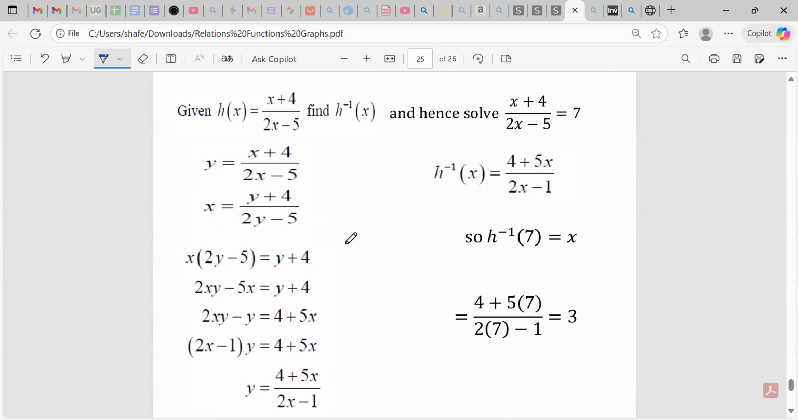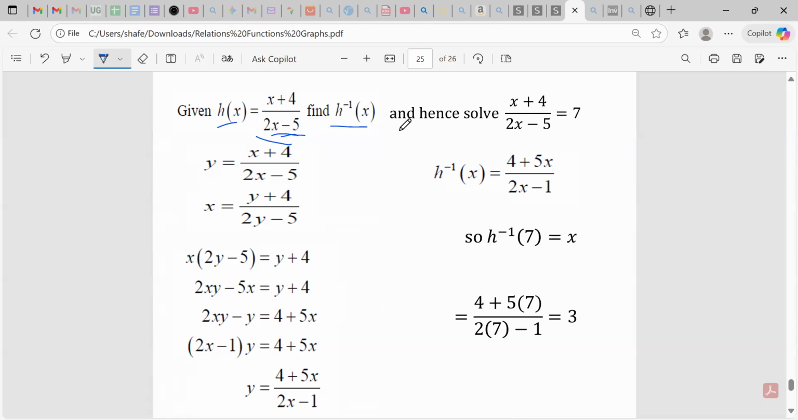Now this one is more of an application of inverses, right? So here we have a function h(x), right? And it's given by this function here. And they're telling you, find h inverse, right? We just went through how we can find an inverse of a function. It's just that this one looks harder, right? So leave it for now. We're gonna find it.